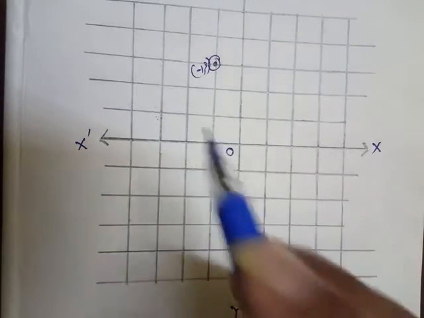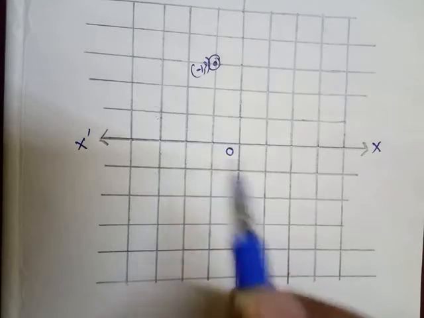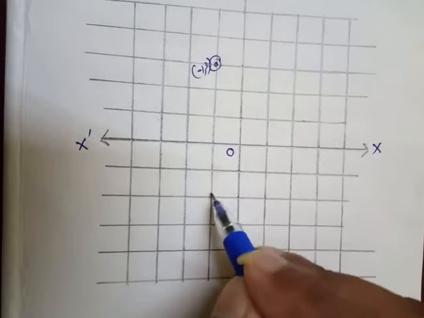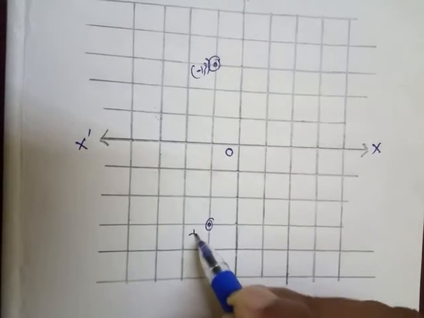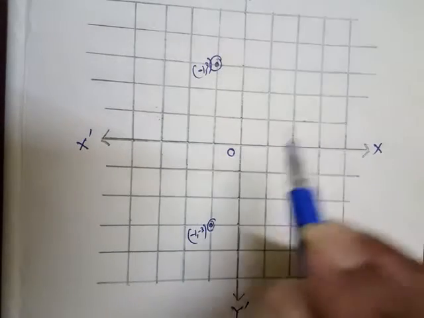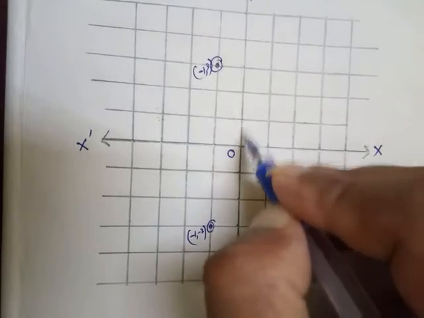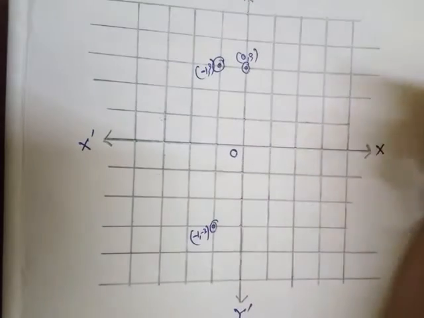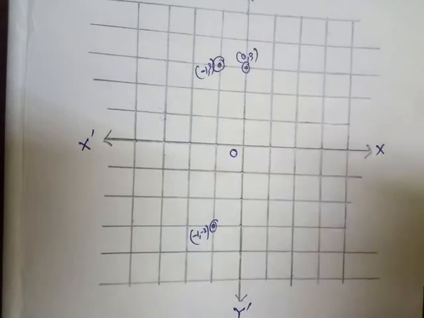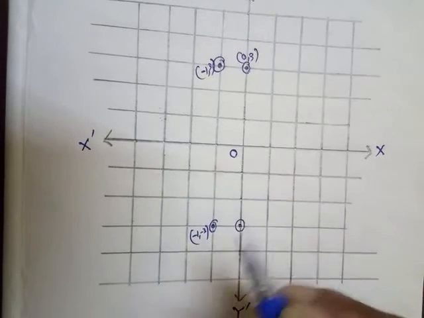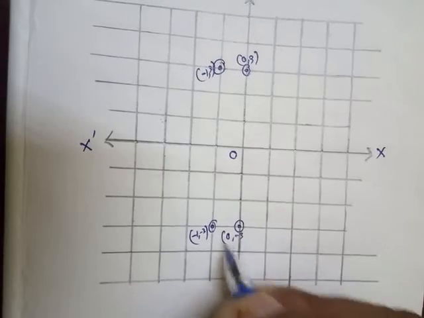Now next one, (-1, -3). There is x negative and y negative, so it is in the third quadrant. -1, then -3: 1 2 3. So (-1, -3) is in the third quadrant. Then (0, 3): x is 0, y is 3, which means x is 0 here, and y 3 means 1 2 3. This is (0, 3). Then (0, -3) would be here: x is 0, then y is -3, 1 2 3. This is (0, -3).